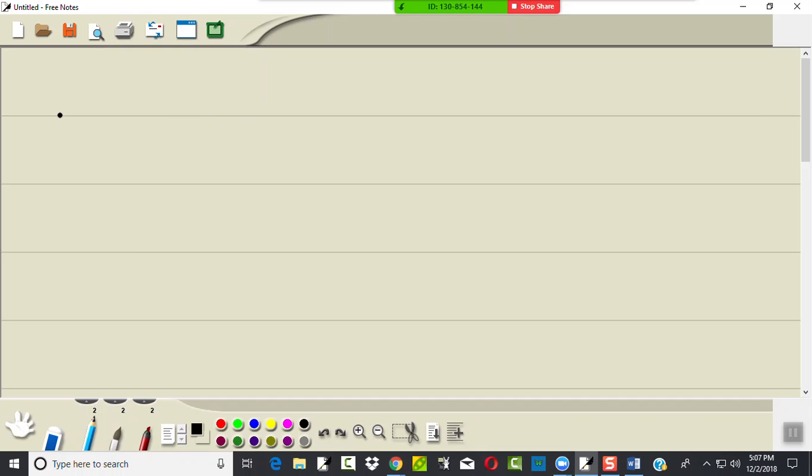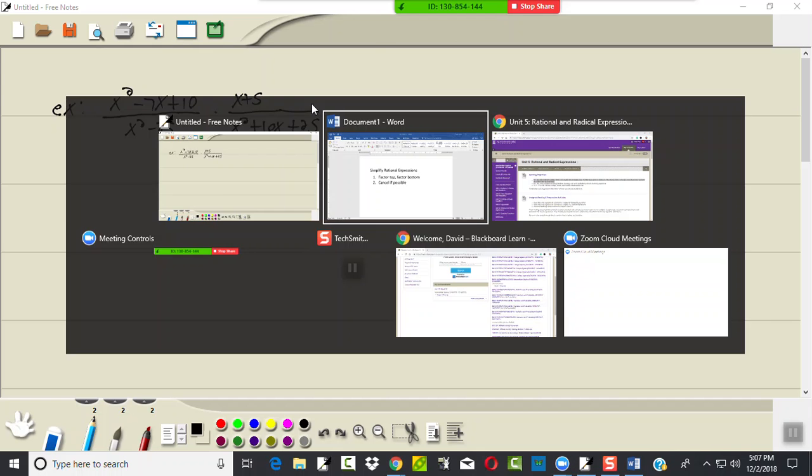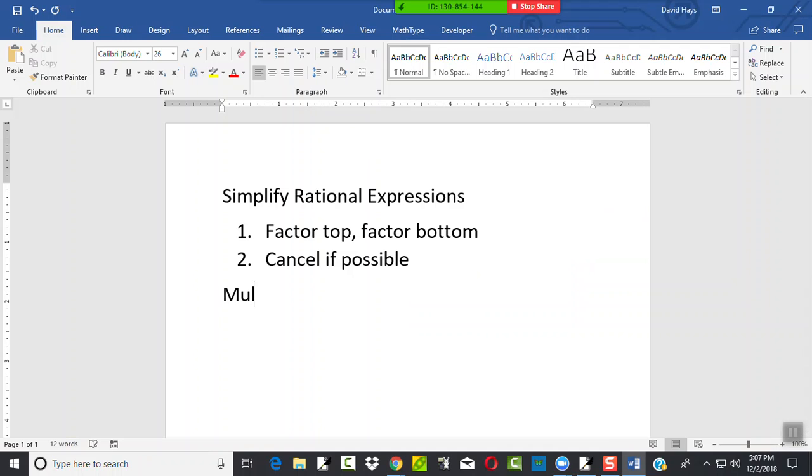Well, let's take a look at multiplication. Say I have x squared minus 7x plus 10 over x squared minus 25, times x plus 5 over x squared plus 10x plus 25. Multiplying rational expressions. Step 1, factor everything. So all the numerators, all the denominators.